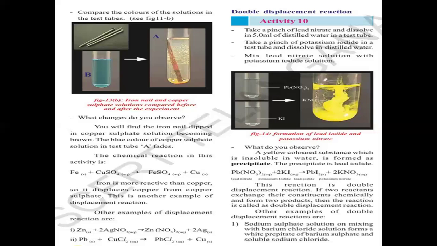Now take a test tube and add lead nitrate and distilled water. Take another test tube, add potassium iodide and distilled water. Now mix both. Lead nitrate with distilled water ni potassium iodide ni mix cheyandi. After mixing, you will get a yellow colored substance which is insoluble in water. అంటే ఒక precipitate లాగా ఫామ్ అవుతుంది. సో ఈ yellow color substance మనకి lead iodide అన్నమాట.